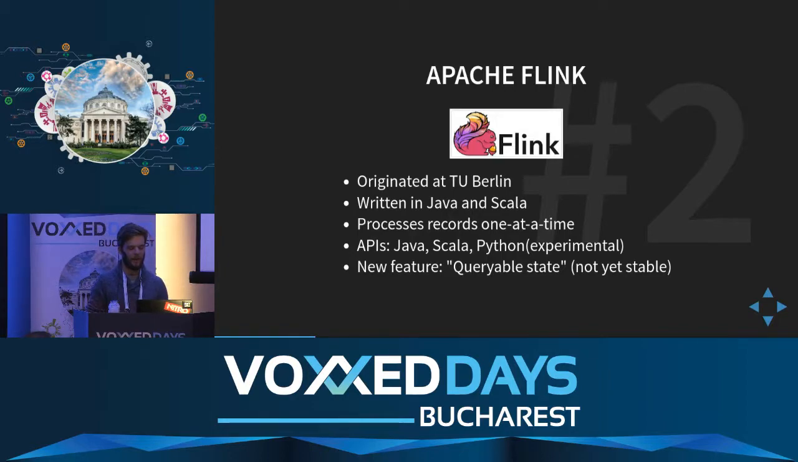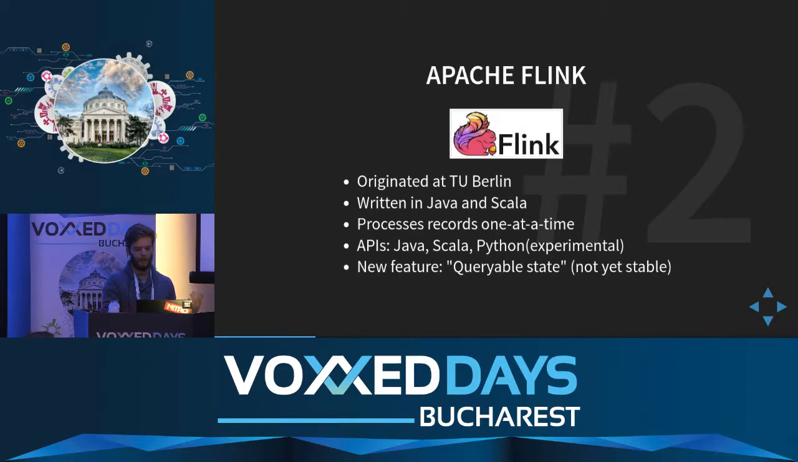It's written in Java and Scala, and what Flink does, it processes records one at a time. Not all frameworks do that, but Flink does. So one record at a time is processed. And you can use Flink in Java and Scala. There's also some Python out there, but that's only experimental. And what Flink also is working on at the moment is queryable state. That means the current state of records, like all the information there is, you can query it in real time. But this is not yet stable, it's a new thing. Maybe I'll talk a little bit about that later.